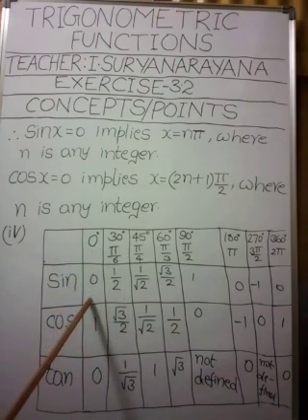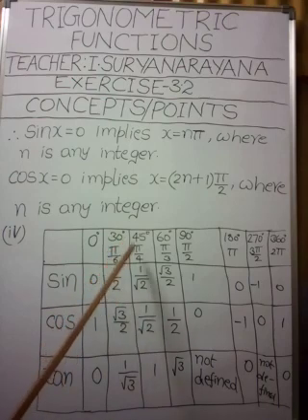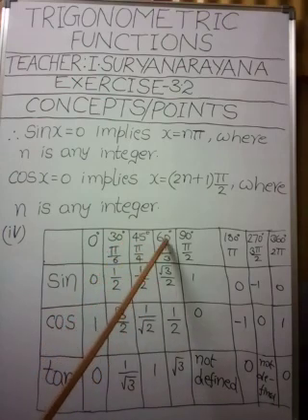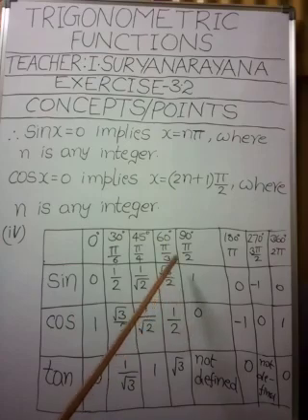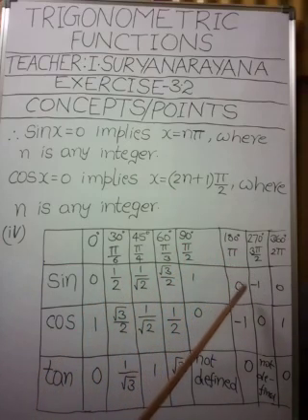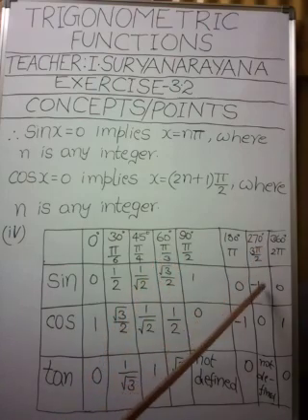Sine 0 degrees, 0. Sine 30 degrees, 1 by 2. Sine 45 degrees, 1 by root 2. Sine 60 degrees, root 3 by 2. Sine 90 degrees, 1. Sine 180 degrees, 0. Sine 270 degrees, minus 1.